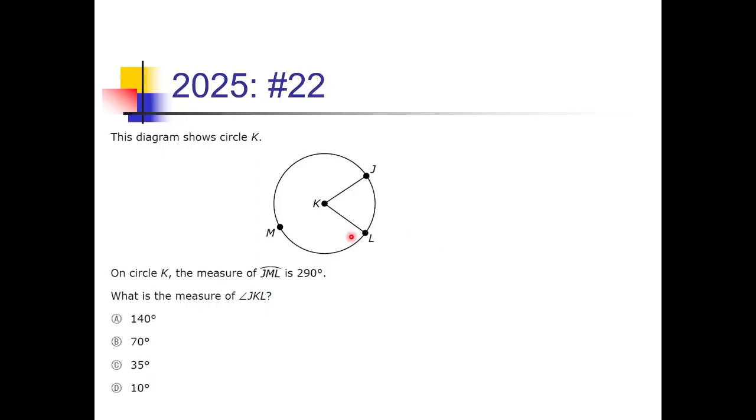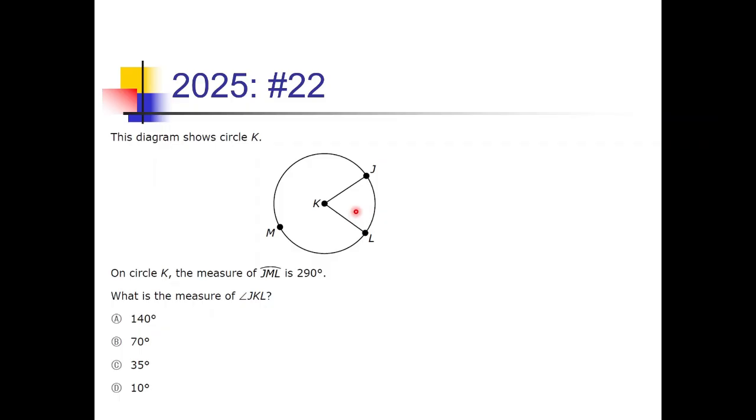For this problem, we have this circle K, and they're telling us the measure of JML, this major arc here, is 290 degrees. Based on that, they want the measure of angle JKL. All right, so how do we get to the bottom of this? Well, the first thing to realize is that JKL is a central angle.